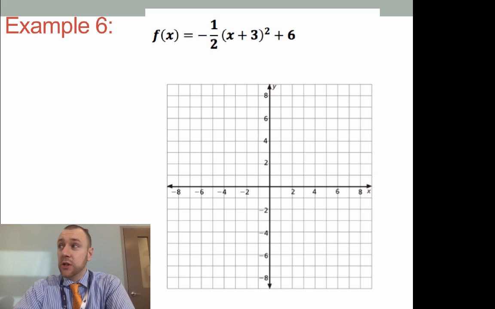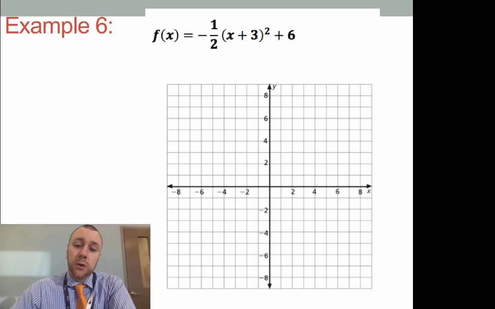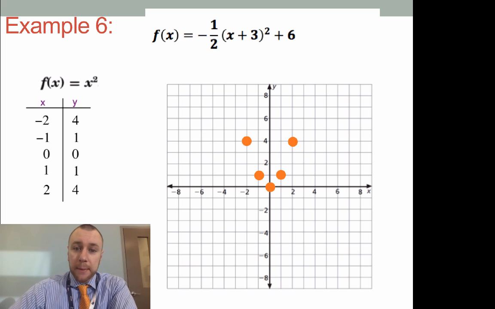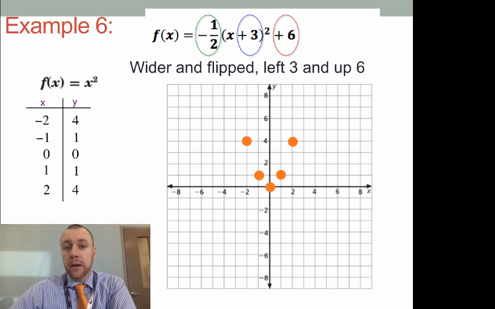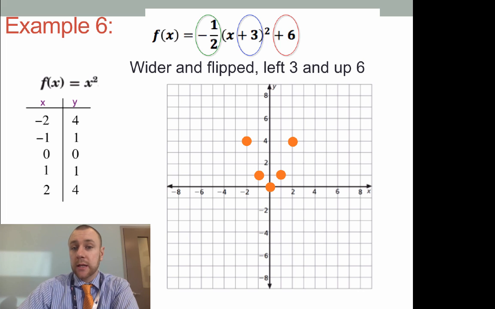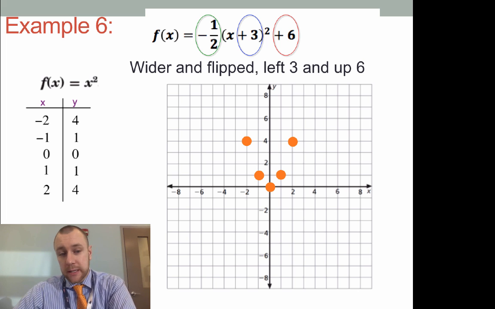In the next one, there's actually 3 transformations. So again, I'm going to start off with my parent. The -1/2 is outside the parentheses. It's in front of everything. So that's going to be my a value. So that's going to multiply my y values. It's going to make it wider. Because it's negative, it's going to flip. And then after I make it wider and flip, I then have to move it left 3 and up 6 based on where the +3 and the +6 are.